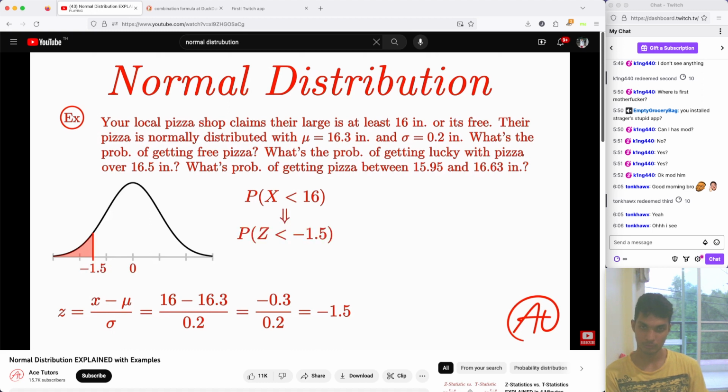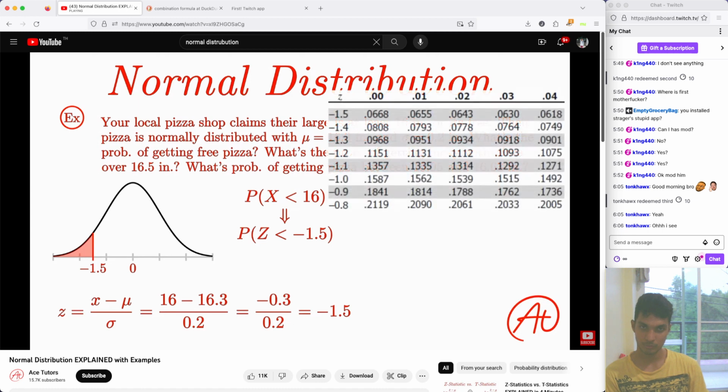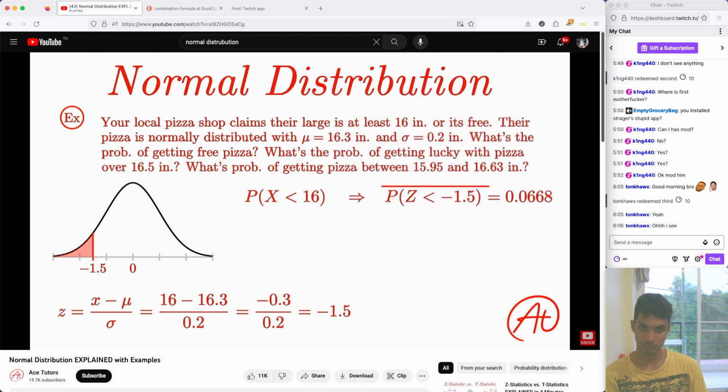Now that we have a z-score, we can use our z-chart to find its associated probability. Looking at row negative 1.5 and column 0.00, we find a probability of 0.0668. Since we want to find the probability of being less than our z-score, and that being exactly what the chart gives us, we're done. We have a 6.68% chance of getting a free pizza.